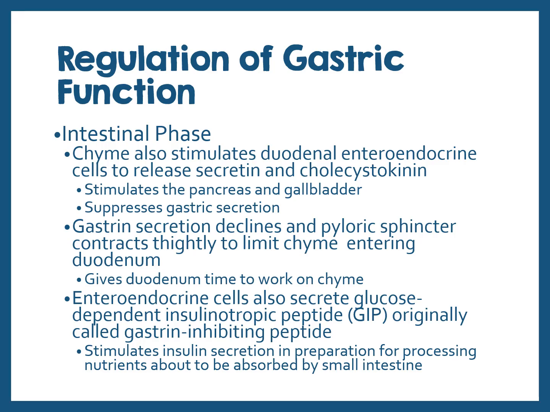Those enteroendocrine cells will also secrete glucose-dependent insulinotropic peptide, or GIP. That was originally called gastric inhibitory peptide. That's where GIP comes from, but we still use GIP as the abbreviation. Well, GIP will stimulate insulin secretion and start to prepare for the processing of these nutrients, and specifically glucose, that's about to enter the bloodstream from the small intestine.